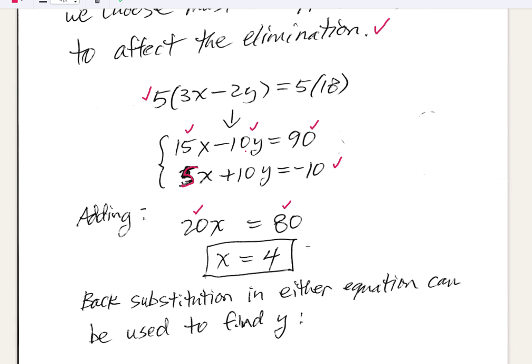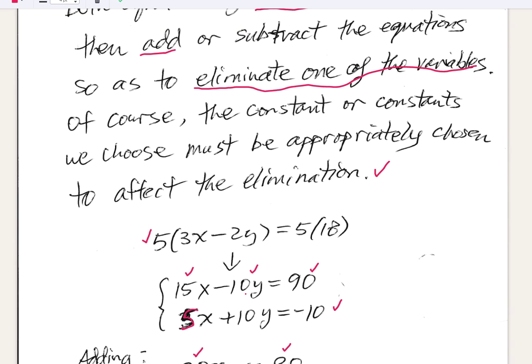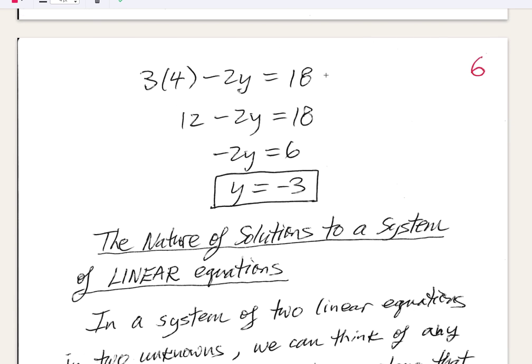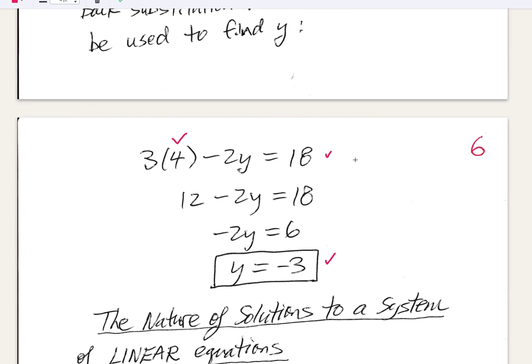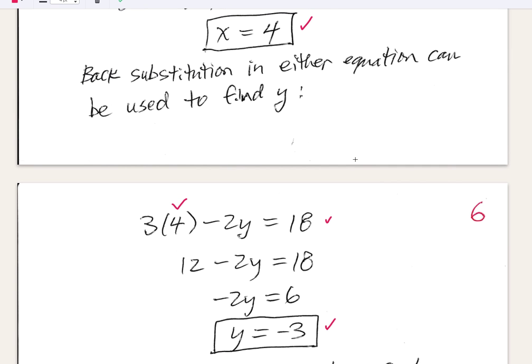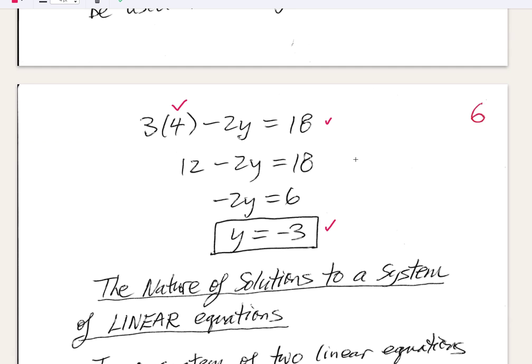Divide on both sides by 20 to isolate your x value. x is 4. Now you can back substitute x equals 4 into either of the original equations, and you will find, I used the first equation, and with x equals 4, you will find once again that y is negative 3. So we got the same solution that we did in the previous substitution method. We found the same solution. We better have. Okay, alrighty. So there's an elimination method.